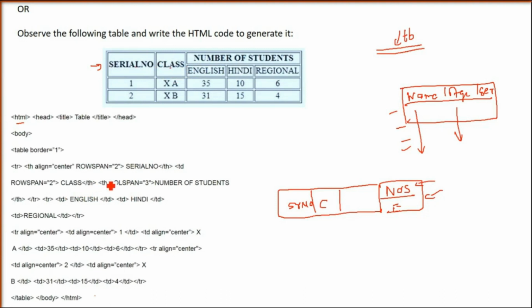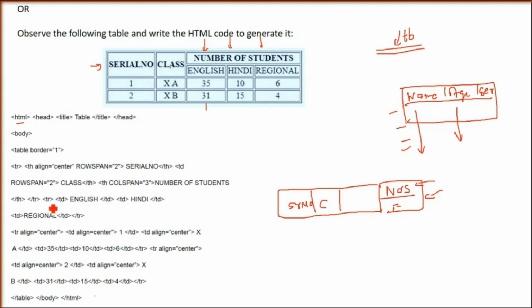Now coming to the third one, th. The colspan that number of students has taken is 3. 1, 2, 3. These are columns. So in all these 3 columns, number of students has come. Serial number has taken 2 rows. Number of students has taken 3 columns. Then we ended the TR. The first row is finished.